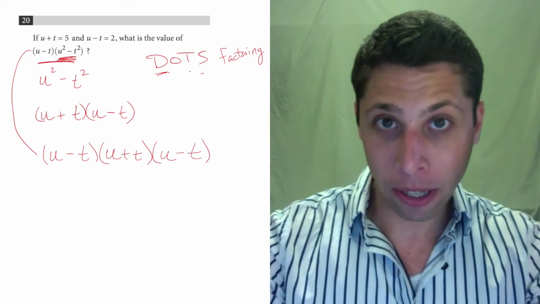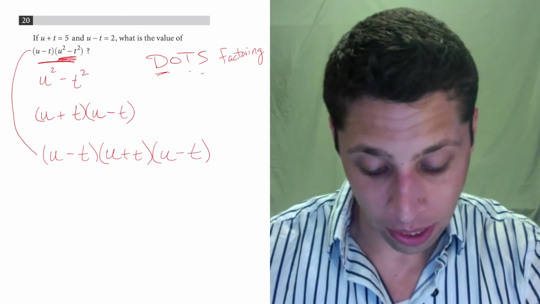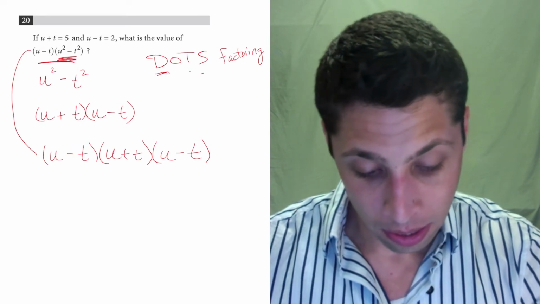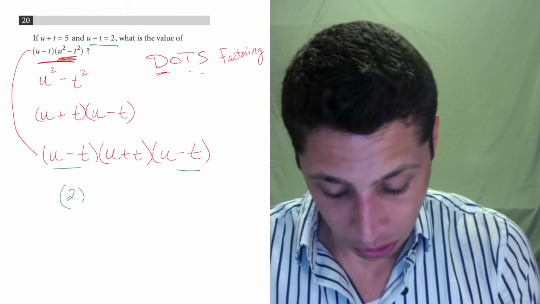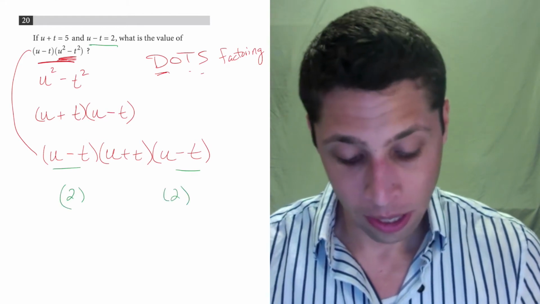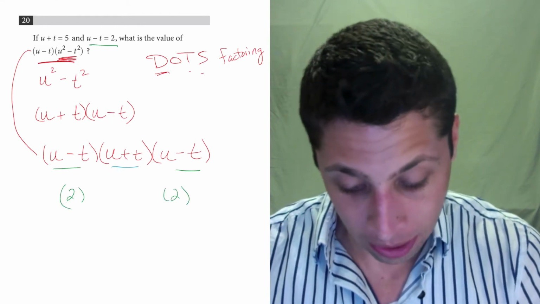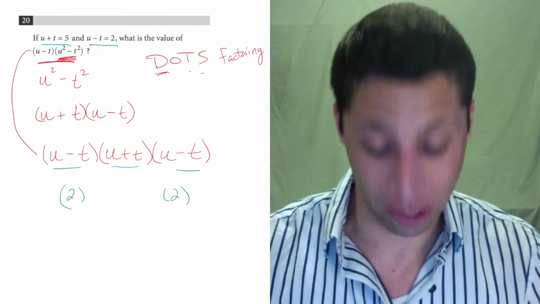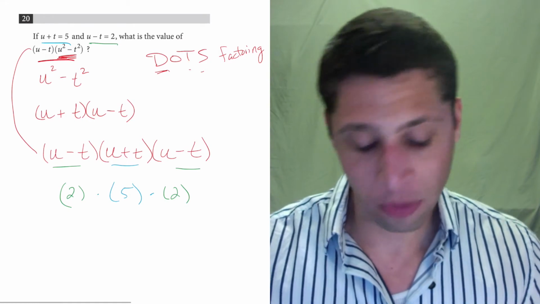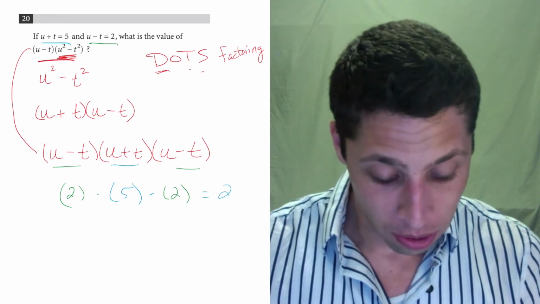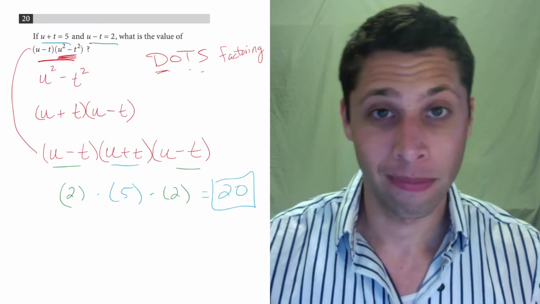And we break it apart like this, we see that we have all those pieces, right? U minus t is given to us as 2. So those are just 2's. And u plus t was also given to us in the question, so that's just a 5. So we're just doing 2 times 5 times 2, which is 20. And that's the whole thing.